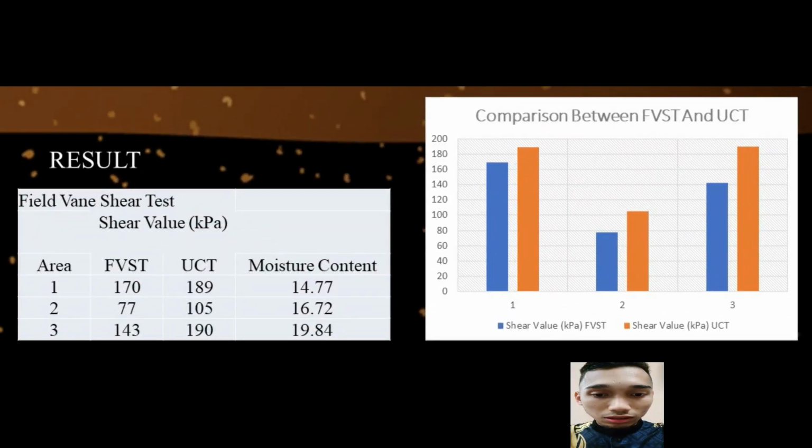Results are the combination of data after the test is complete. The first table shows the shear value for both field-based shear test and unconfined compression test with moisture content for each area of experiment. And on the left side is the graph representing the shear value in graphical view.